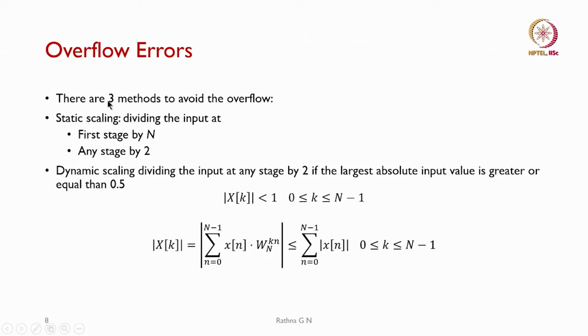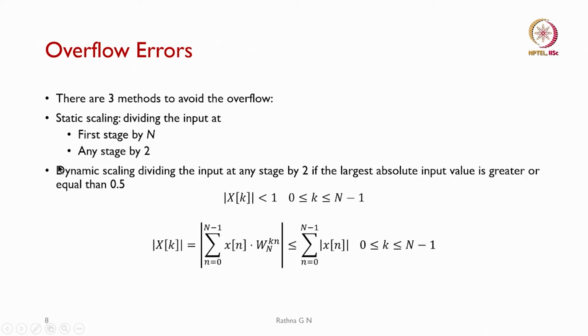There are 3 methods. One is static scaling, that is dividing the input at the first stage by n, or at any stage by 2. That way we can incorporate the static scaling.